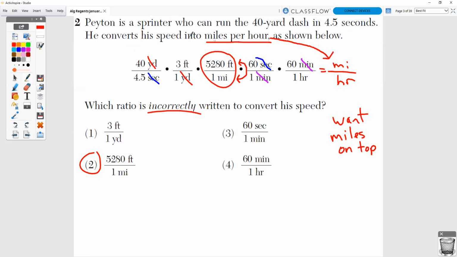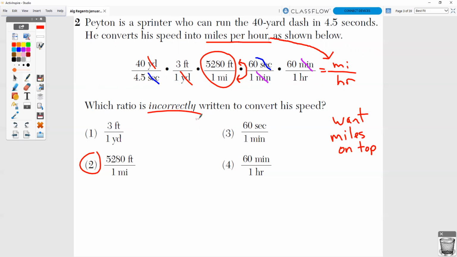In question number 2, you want to use the canceling out method. It says that he runs the 40-yard dash in 4.5 seconds. He wants to convert his speed into miles per hour. That means you want the miles on top, and you want hours on the bottom. If you use the canceling out method, yards cancels out with yards, seconds with seconds, minutes with minutes. And then we have this, all right? So it looks like we have feet and feet on top. We have miles and we have hours on the bottom.